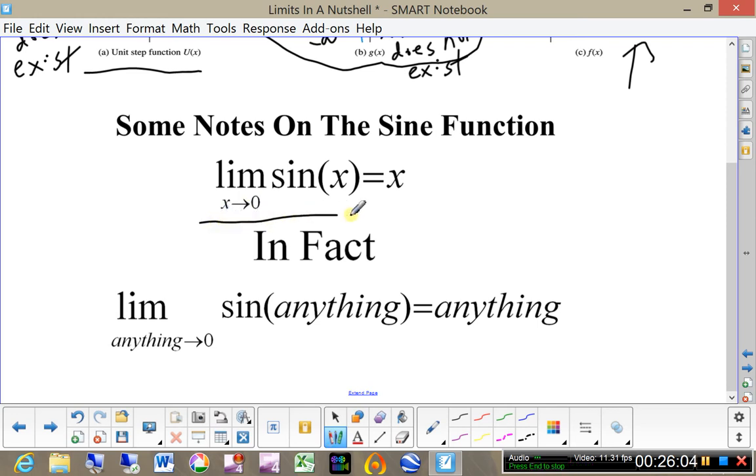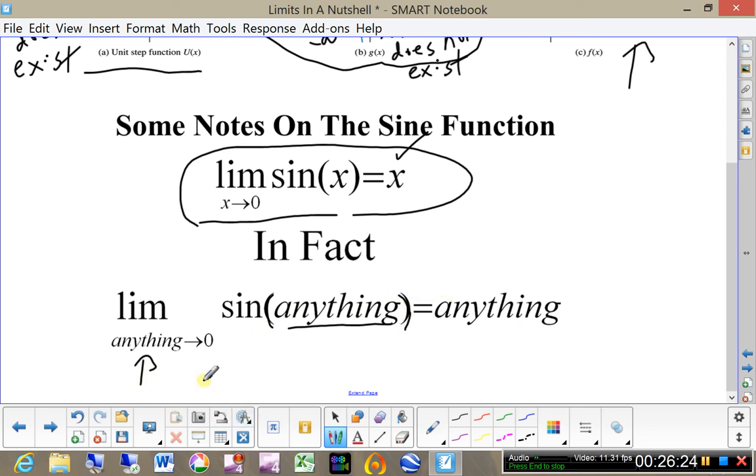The sine function, as x approaches 0, the limit is always going to be x. In fact, the sine of anything, as anything in the argument of the sine gets smaller and smaller approaching 0, it's equal to anything. And let me illustrate that.